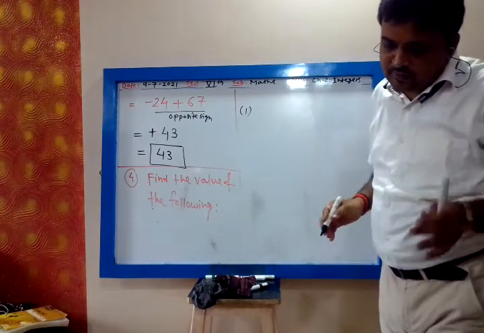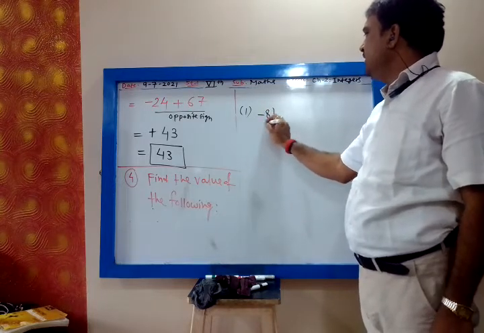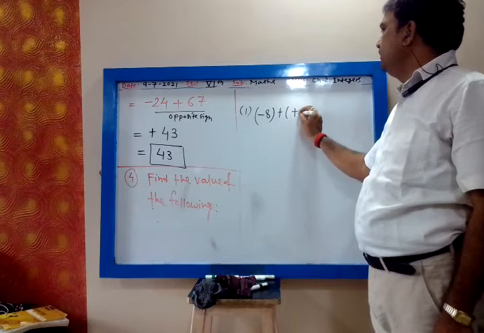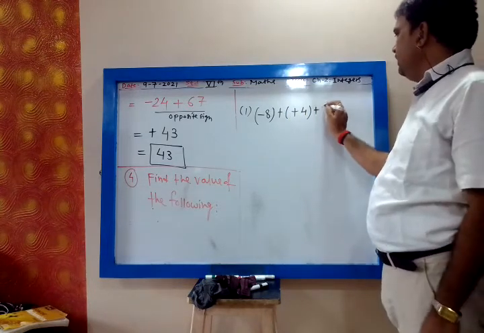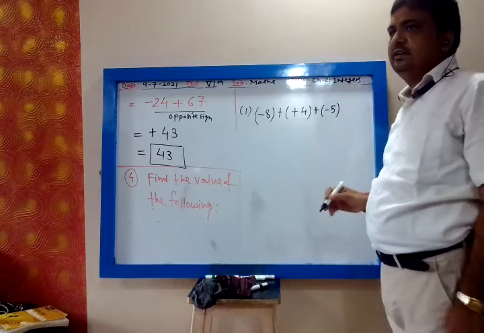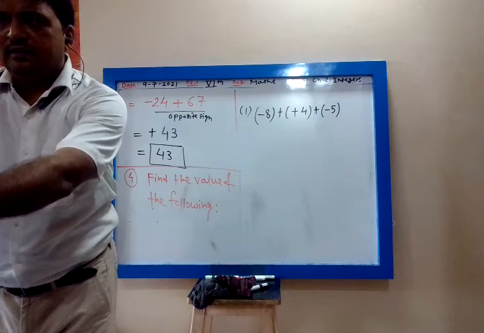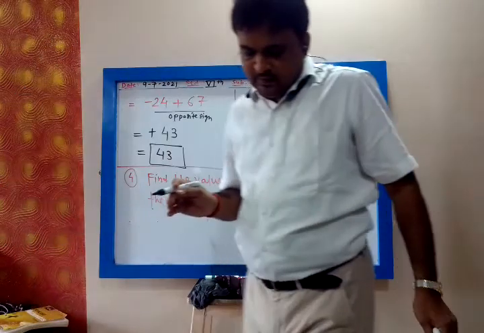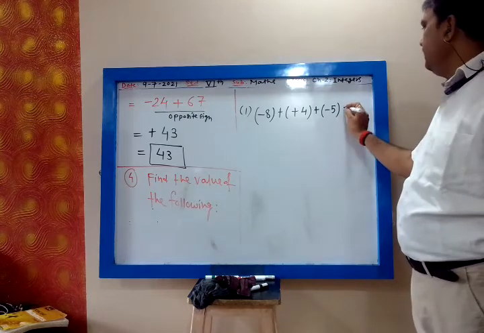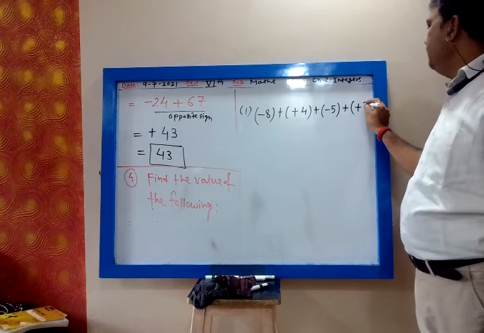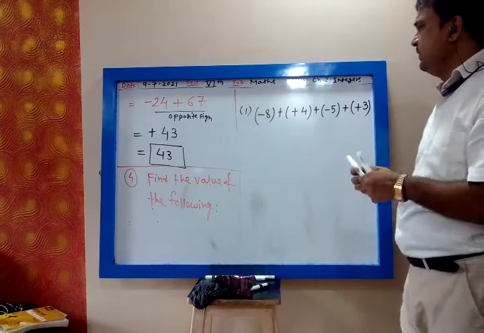Minus 50, yes. Now, correct. Now next it is add the following: minus 8 plus 4, minus 8 plus 4, plus minus 5 plus 3 plus 3. You have to add this number. So always add the number from left side. Let us see.